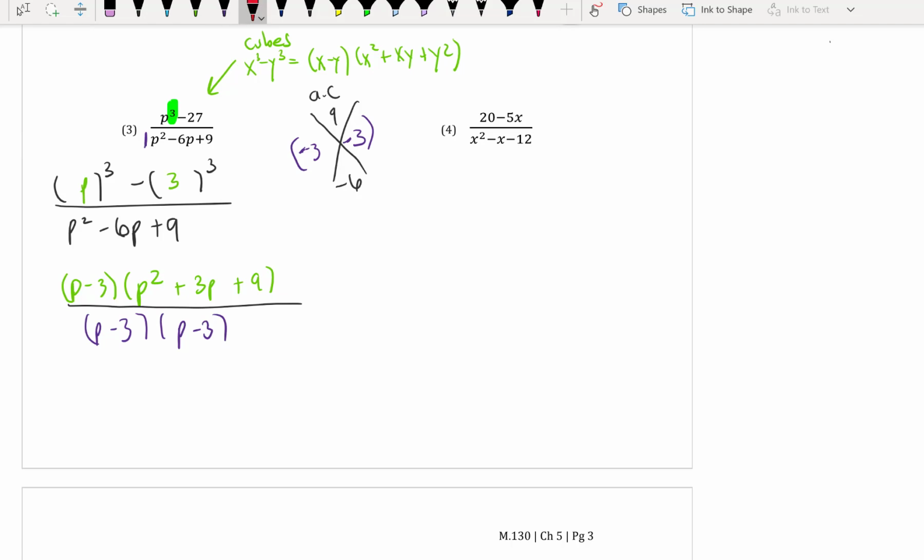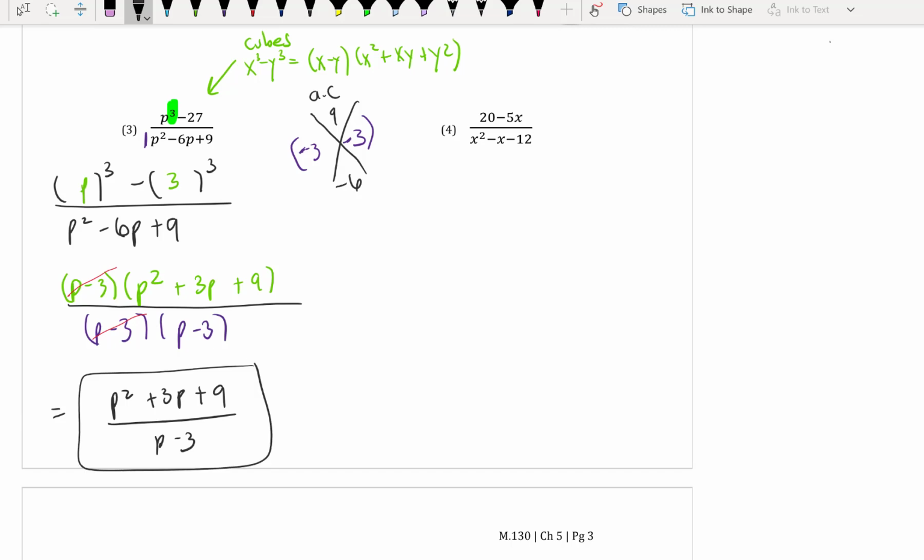So now I see that one of the p minus 3's cancels top and bottom. So my final answer is p squared plus 3p plus 9 over p minus 3. And that will be your final answer.